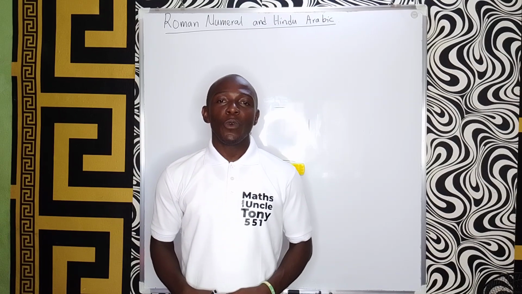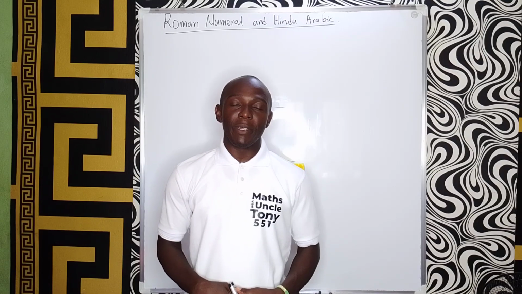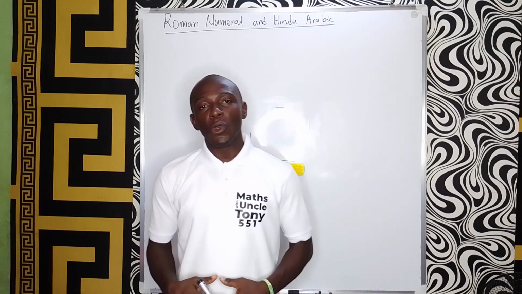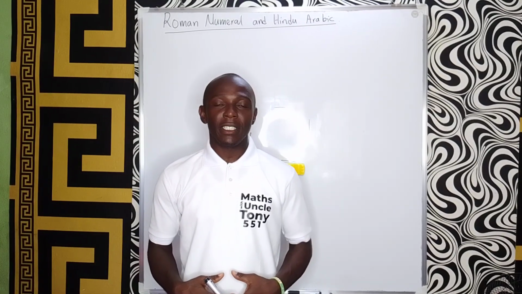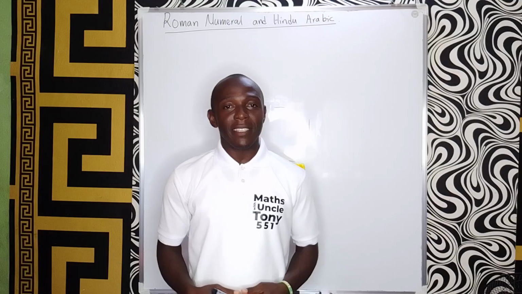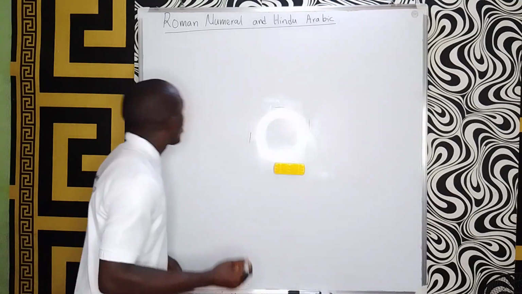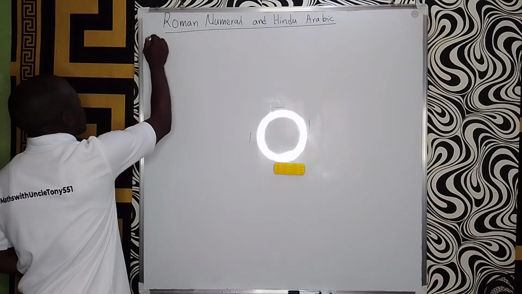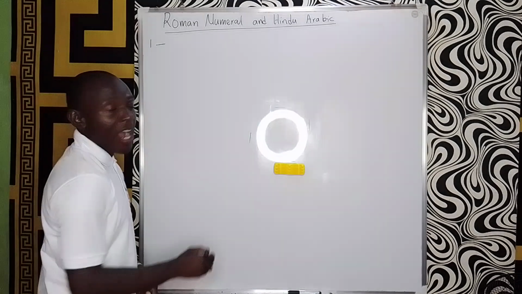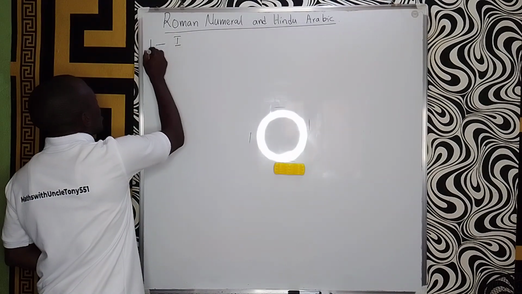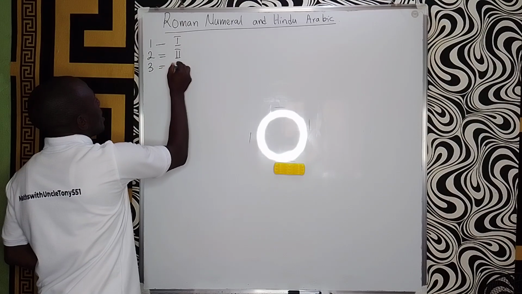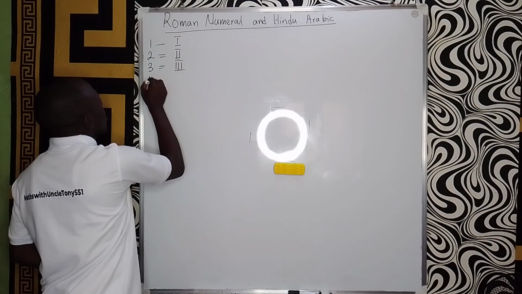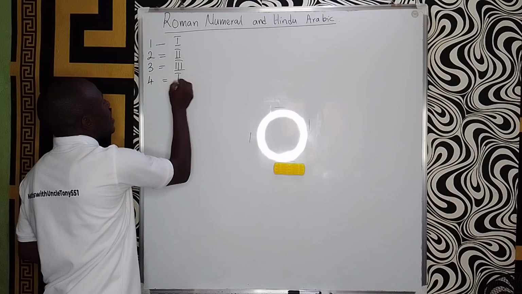And in this video, we'll do a little recap of Roman numerals and Hindu Arabic. If you have been following my videos, I've done a video on Roman numerals and how to write 1 to 100. But for emphasis sake, let's do a quick recap. We said that 1 in Roman numerals is I, and 2 is II, 3 is III, 4 is IV.